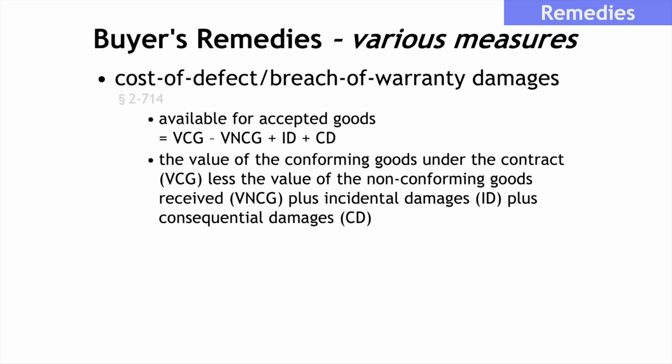Finally, last of the buyer's remedies is cost of defect, breach of warranty damages. So this is for accepted goods where you haven't revoked acceptance. There's a breach of warranty. The measure of breach of warranty damages is the value of conforming goods minus the value of the non-conforming goods, plus incidental damages, plus consequential damages.